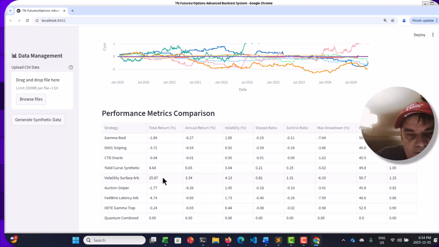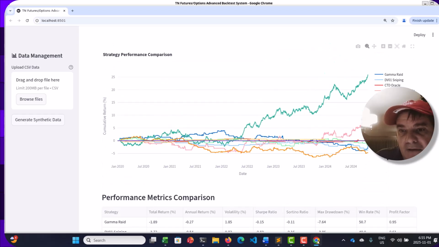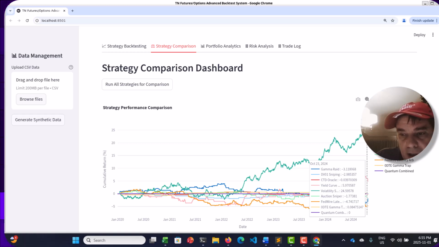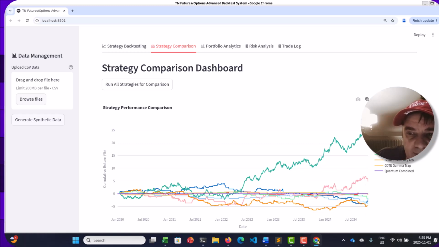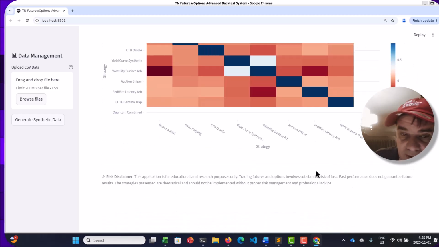Total return 25%. So maybe I looked at the wrong one here. Max drawdown, that's pretty good. That's very low risk. A strategy that gives you negative 6.3, that's pretty good. Win ratio of 51%, profit factor 1.15. So which one is that? Oh, I see. Yeah, this is the volatility. I'm sorry, so that was the volatility arbitrage, volatility surface arbitrage right there in green. Okay, my eyes are not as good as they used to be.